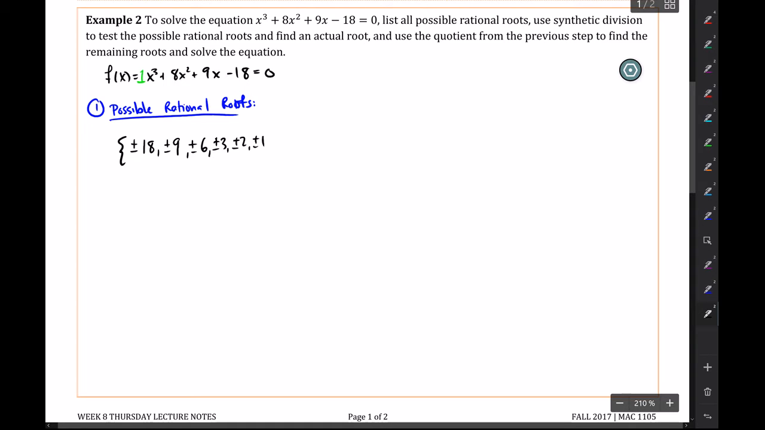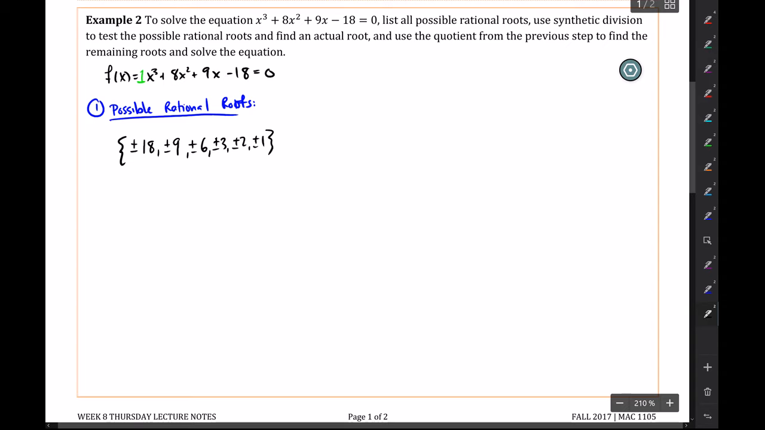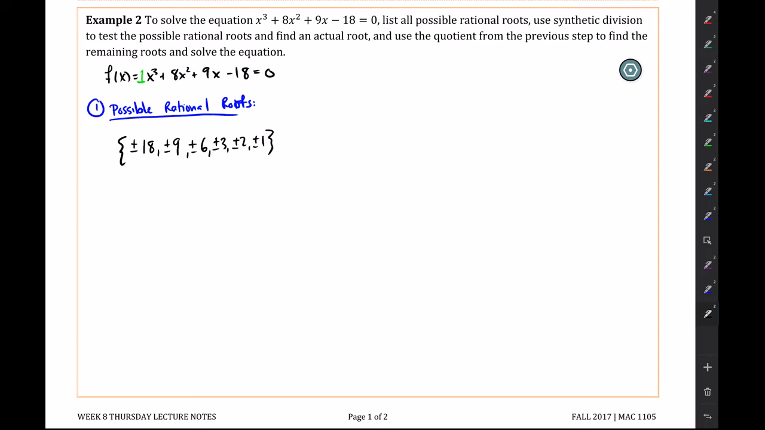So there again, I just factored 18, and I can either factor as 18 times 1 or 9 times 2 or 6 times 3, and I took the plus or minuses. And then because the leading coefficient is 1, these are all the possible rational roots. So I have 1, 2, 3, 4, 5, 6. I guess I have 12 different possible rational roots.